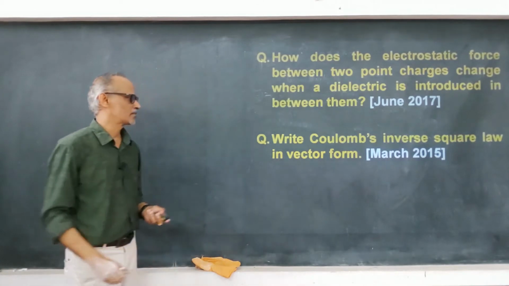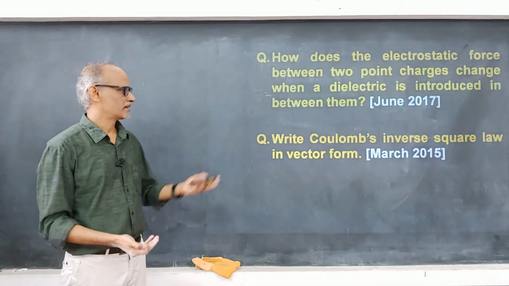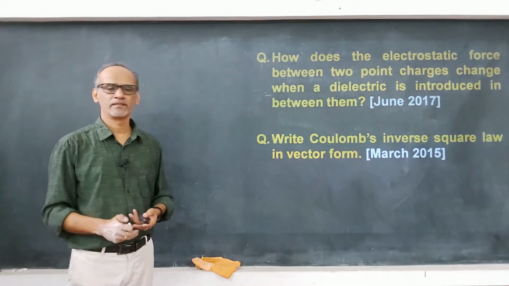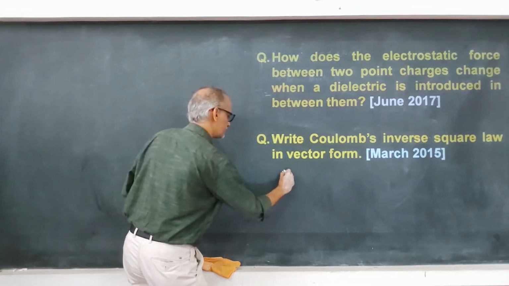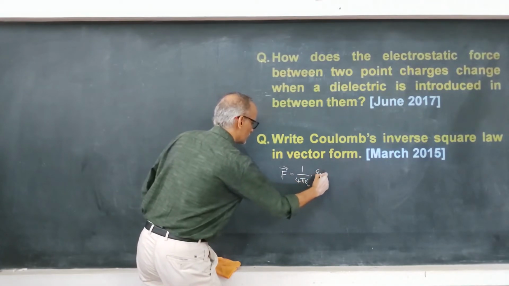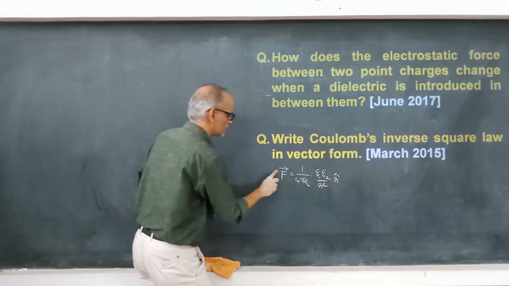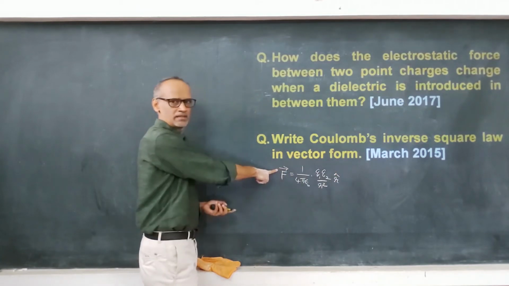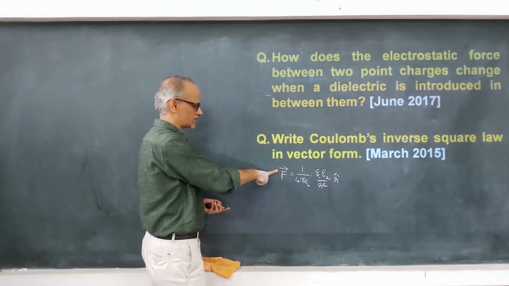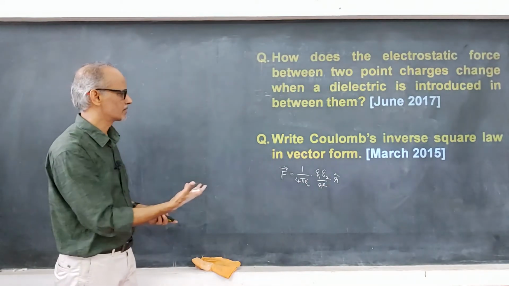Write Coulomb's inverse square law in vector form. I have just now explained. It's a 1 mark question asked in March 2015. So vector F is equal to 1 by 4 pi epsilon naught q1 q2 by r square into r cap. So on both the sides, vector should be there. See, on the left hand side there is a vector which is a force, and on the right hand side there is a unit vector. So that is how you have to write.